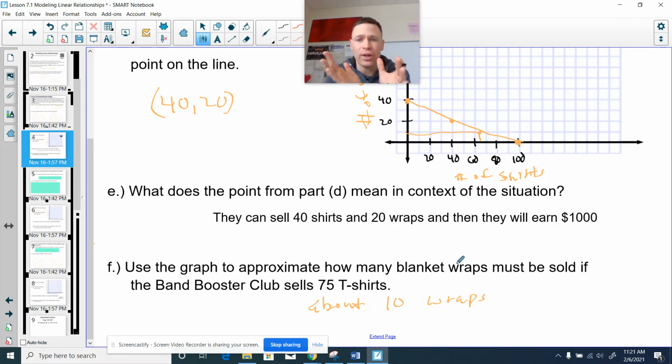In order to get credit for this task, it says to use the graph. It does not say take 75 and substitute in the equation and solve it, okay? It says to use the graph. So I need to see this line on the graph in order to know that you actually used the graph to make an approximation, okay? That needs to be there. That's required. And so that is the first question. The next 2 are going to be similar, different scenarios.